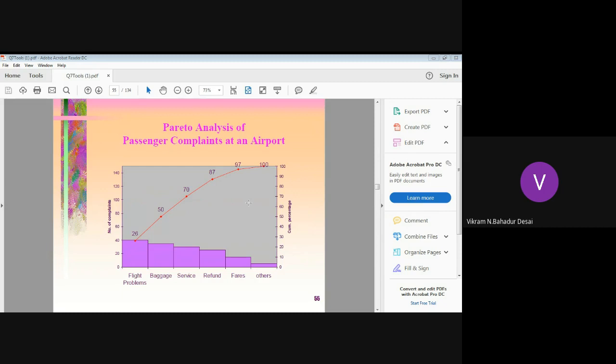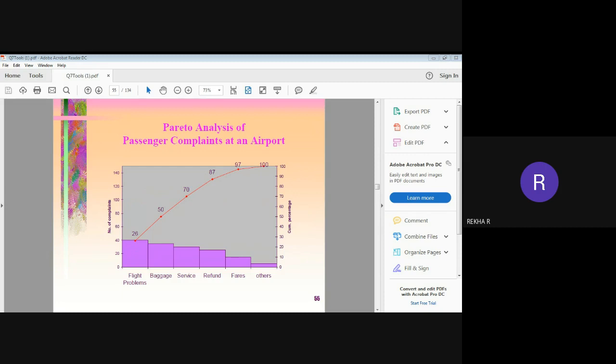So a few causes will be important. You need to focus on those particular causes. Is that clear? This chart is cumulative. Cumulative of flight is 26, then cumulative of flight and baggage is 50. Cumulative of all three is 70. Hope you got it. Number of complaints. Yes or no? Are you able to visualize?